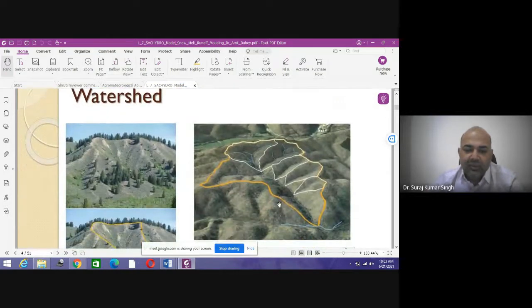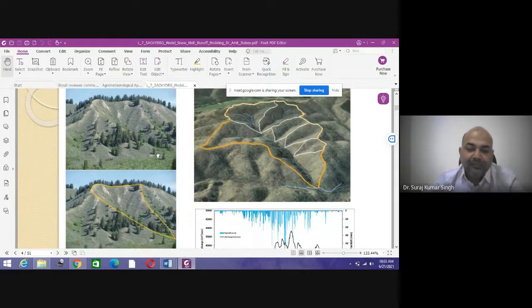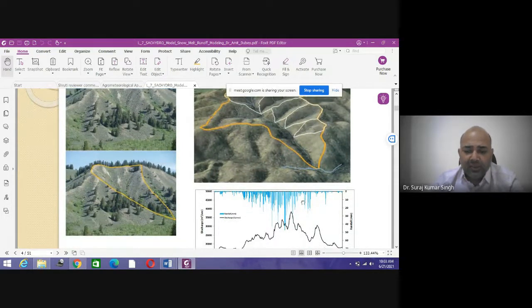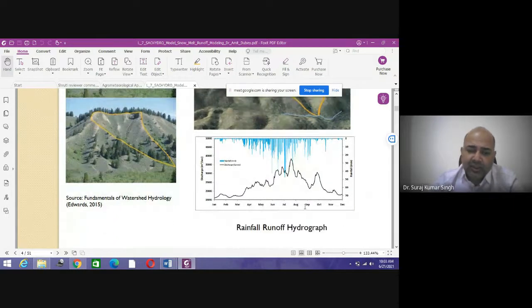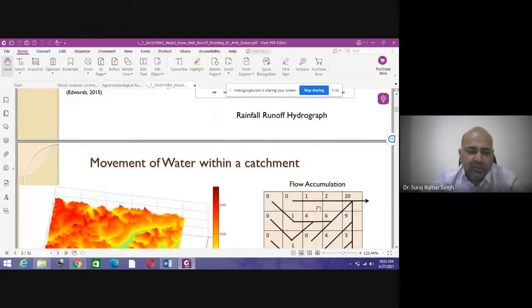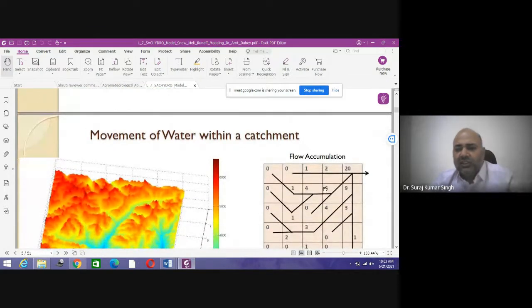We have covered topics like watersheds. What do you mean by watershed? What do you mean by stream order? What do you mean by stream number? What do you mean by bifurcation ratio? What do you mean by elongation ratio? What do you mean by various other stream networks? We will not go into much detail, it's just a revision of the earlier topics, and then we'll continue with a new topic.